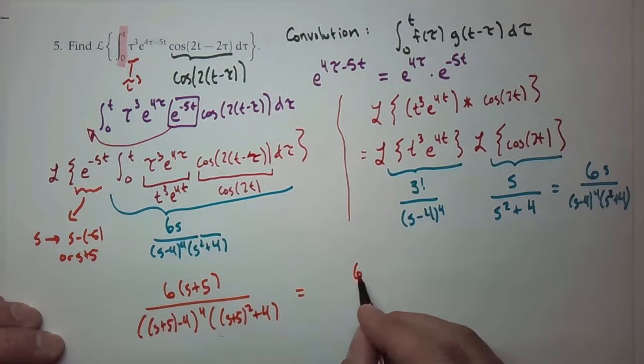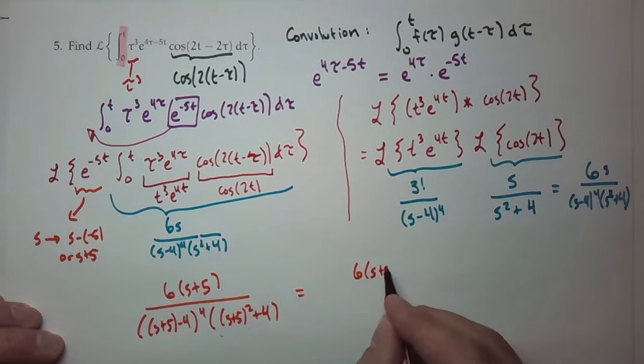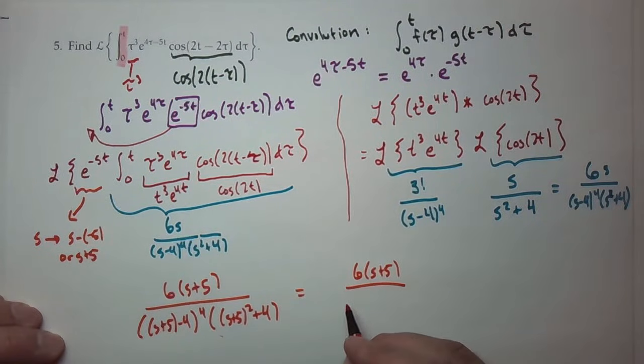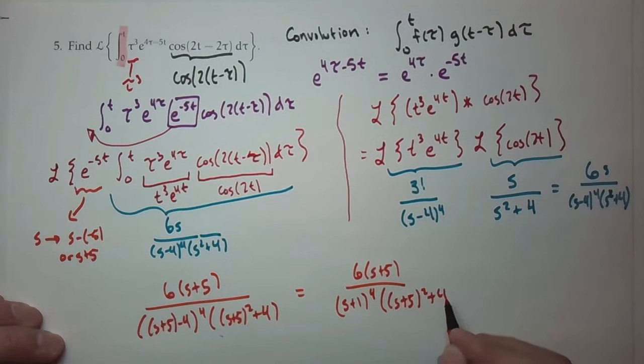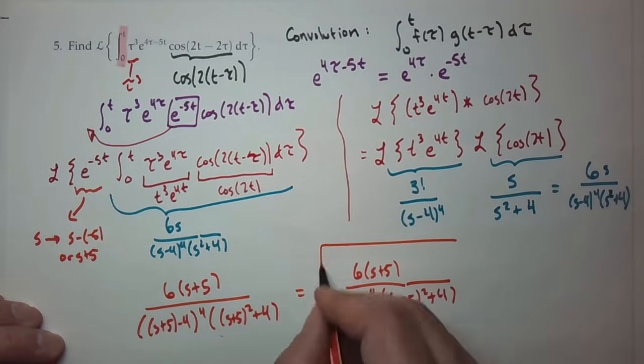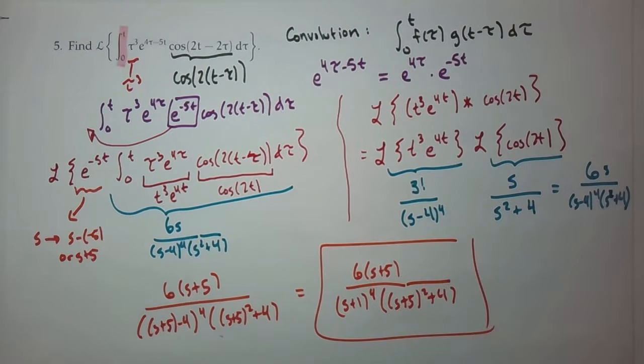And we can clean it up just a little bit. Why not? 6 times s plus 5, because there's s plus 5 minus 4, I think we can do that. That's also known as s plus 1. And we'll leave the s plus 5 squared plus 4 as is. And there we go. Ha! See, that's not so bad.